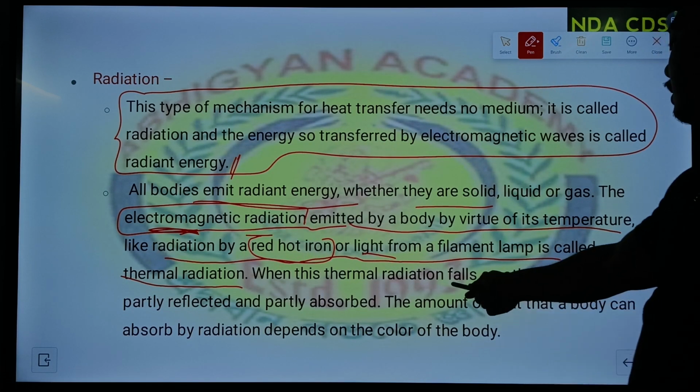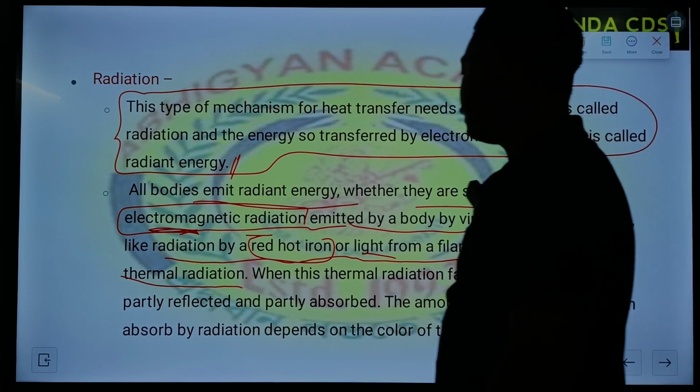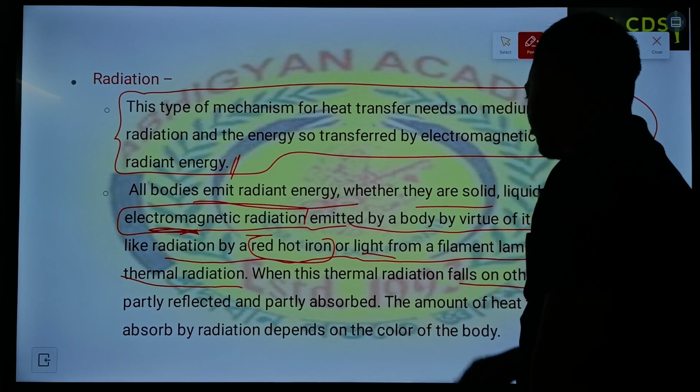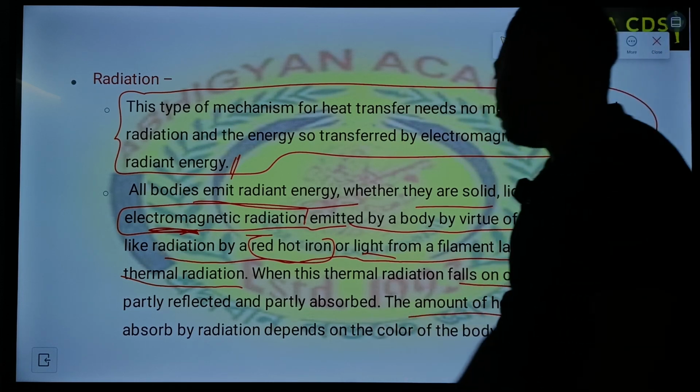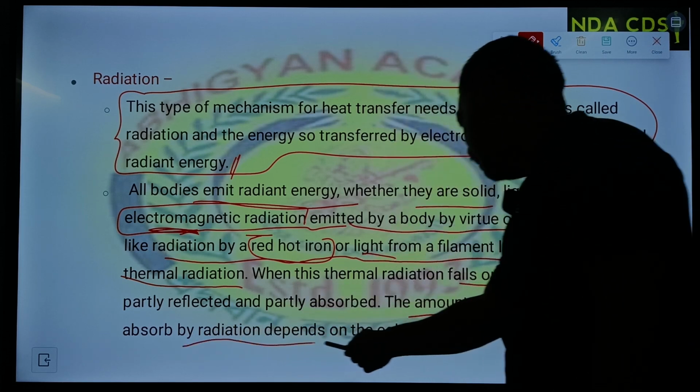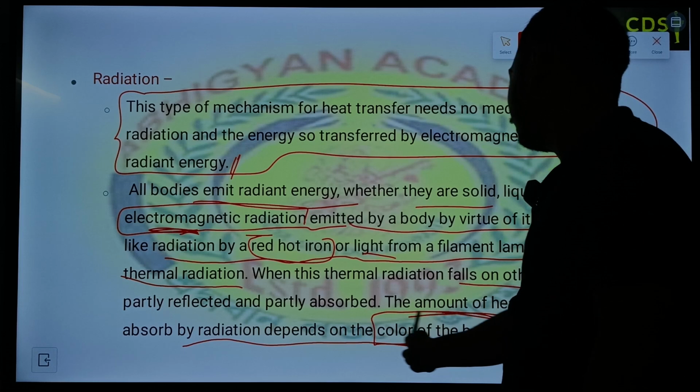And it is also called thermal radiation. When this thermal radiation falls on other bodies, it is partly reflected and partly absorbed. The amount of heat that a body can absorb by radiation depends on the color of the body. This is a very important one. Why the color of the body?